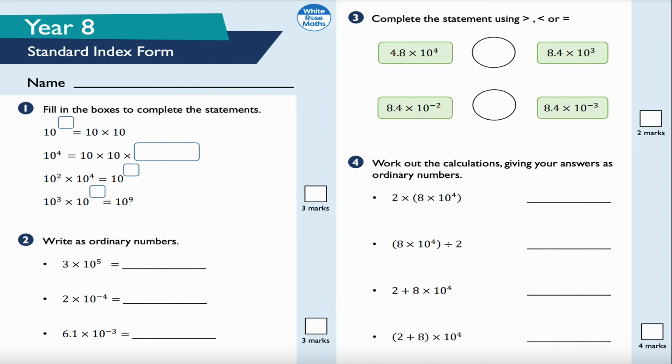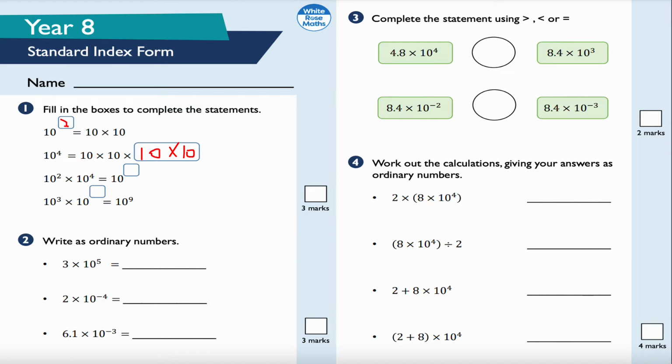Fill in the boxes to complete the statement. 10 to the power of something equals 10 times 10. So 10 times 10 is written as 10 squared, or 10 to the power of 2. So it should be a 2 there. 10 to the 4 equals 10 times 10 times 10 times 10. So that 4 there means that 10 is being multiplied by itself 4 times.